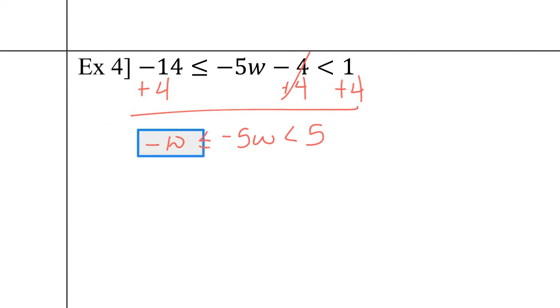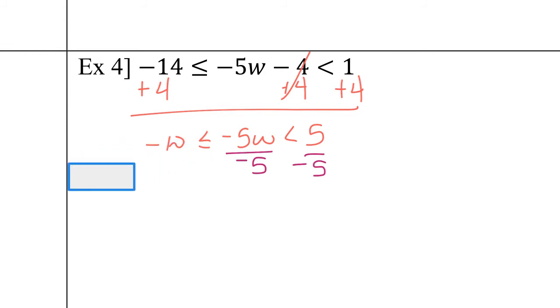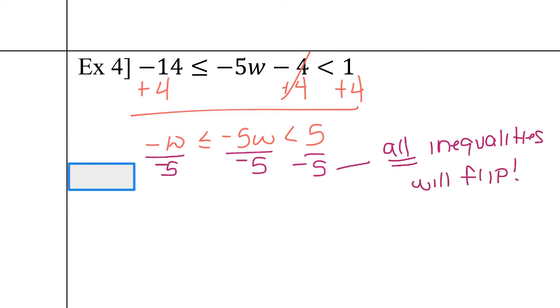Again, cover up the left. We're going to pretend that it doesn't exist. So negative 5w less than 5. My next step would be to divide by negative 5, which means I have to divide by negative 5 on everything, even the left. Now, just because there's 3 or 2 inequalities doesn't mean your rules change. Because you divided by the negative, all inequalities will flip, even if there's more than one.